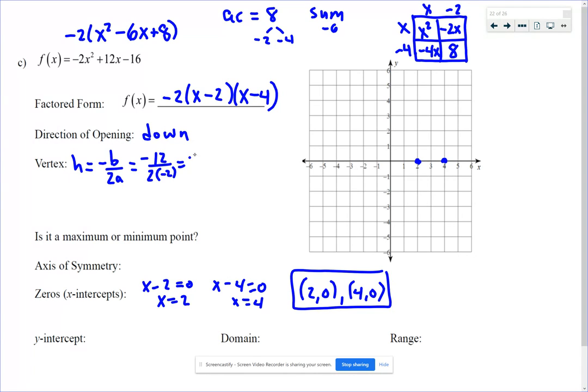We've got negative 12 divided by negative 4, which is going to be positive 3. So either way we do it, we're going to get that the h value is the same, right? Once you have that, you still have to find the k value. Now you can either use the factored form or you can use the standard form. It doesn't matter. It will get you the same thing. If you want to use the standard form to find the k value, do that. I kind of like the factored form because the numbers are a little smaller, right?